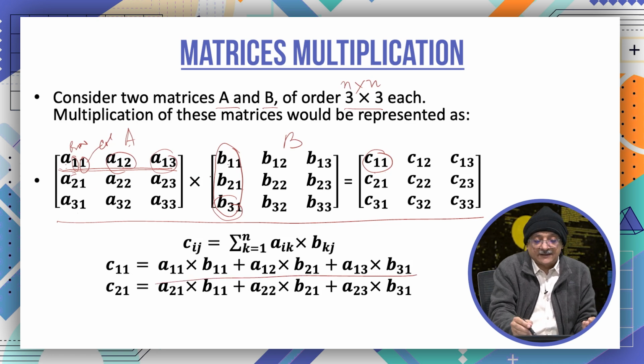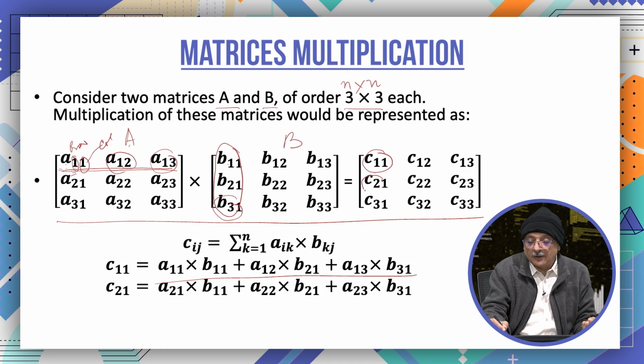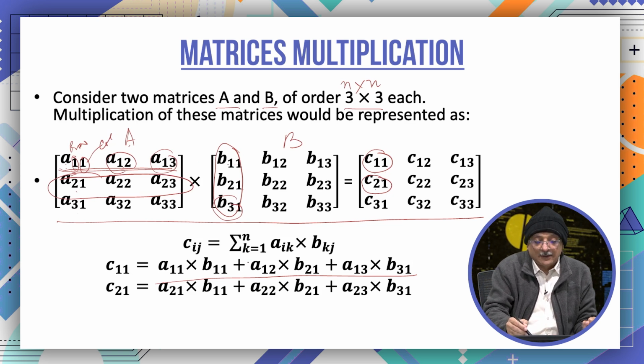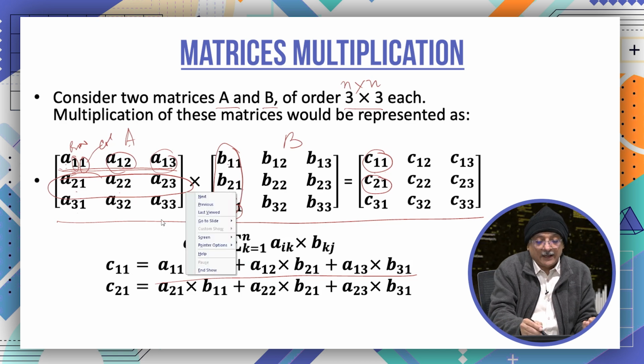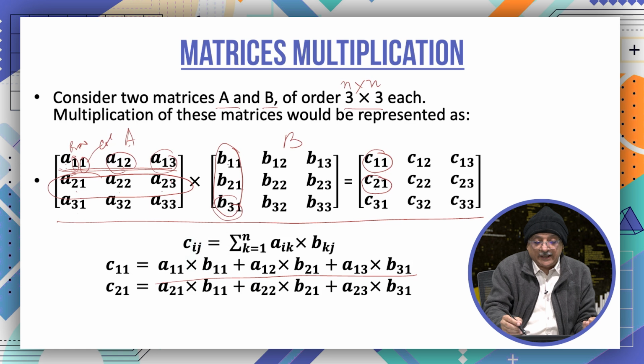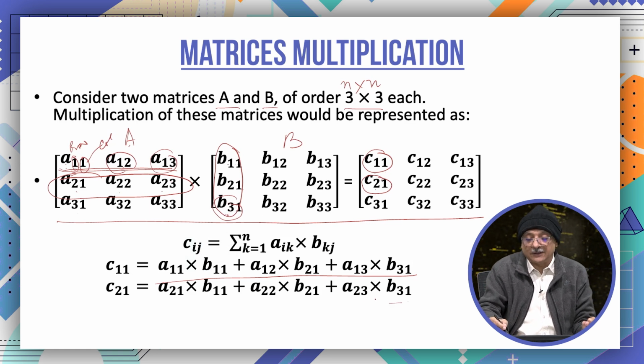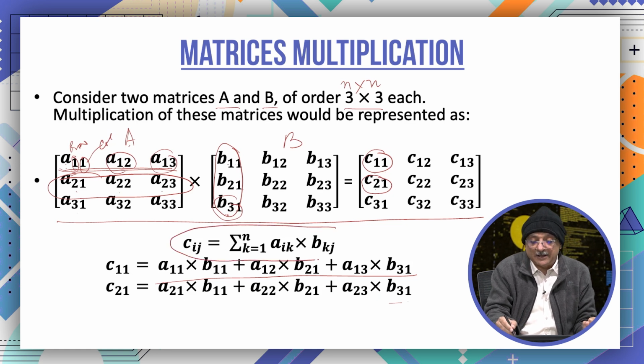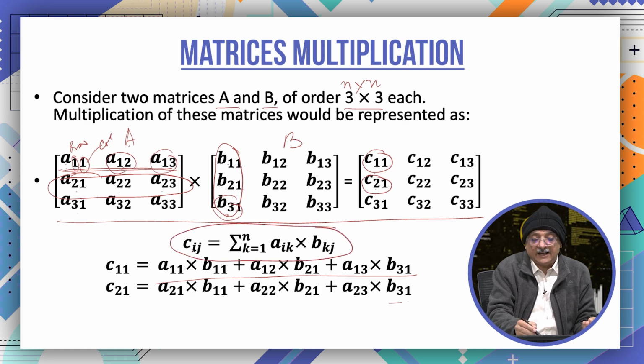Similarly, if I say C21, this is second row first column. So I'll be doing it for second row first column. It is going to be A21 multiplied by B11, then A22 multiplied by B21, and then A23 multiplied by B31. Okay, so that is how this multiplication proceeds, and the general term can be represented as Cij.